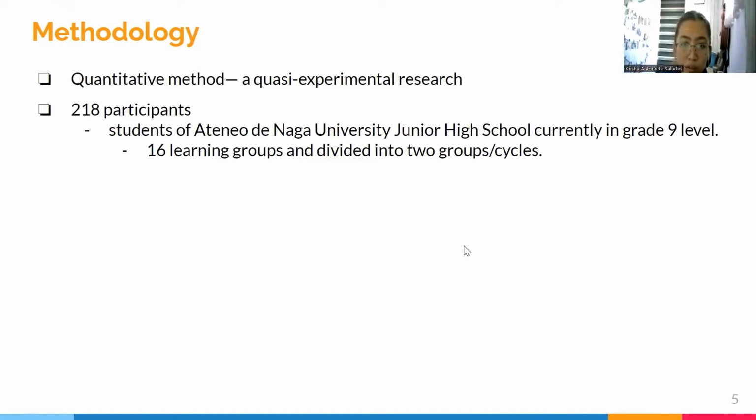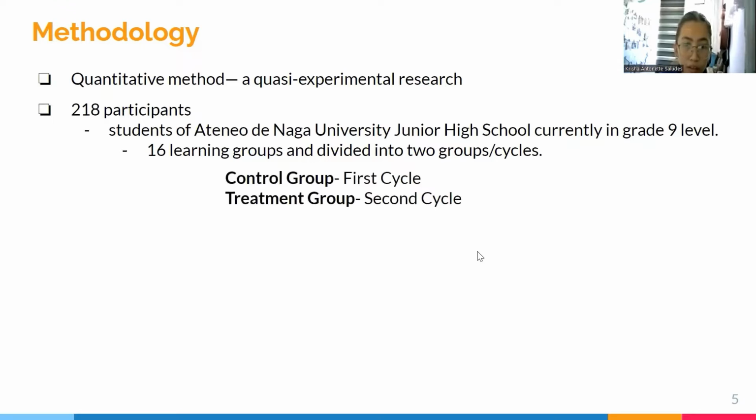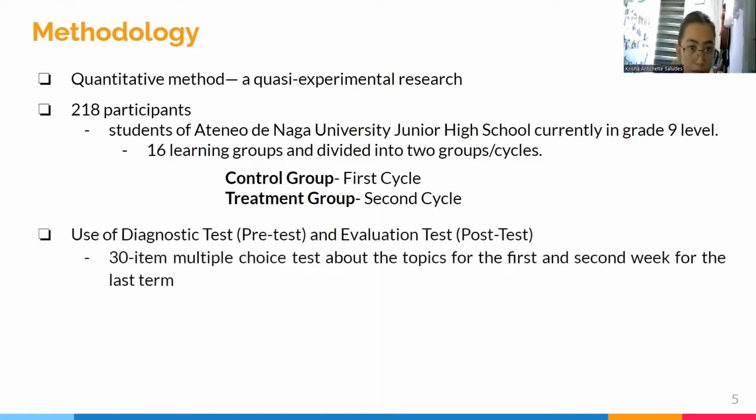In grade 9 level, there are 16 learning groups divided into 2 groups or cycles. The first cycle serves as our control group where we implemented the lecture method, and the second cycle serves as our treatment group where we implemented our intervention, which is the group discussion method. In gathering the data, we use a diagnostic test and an evaluation test.